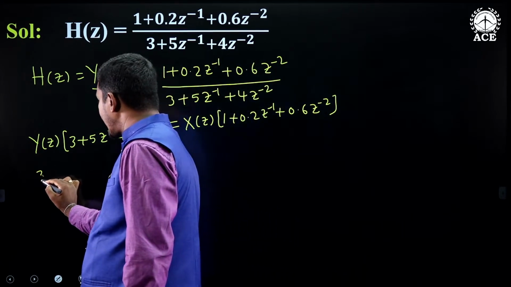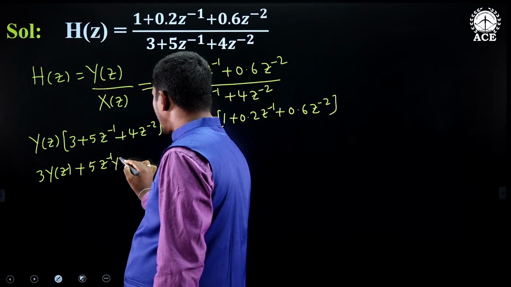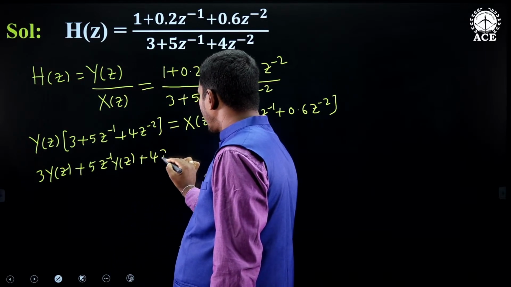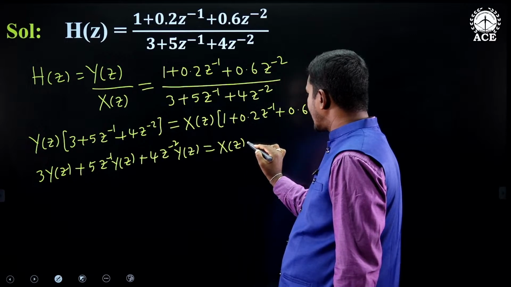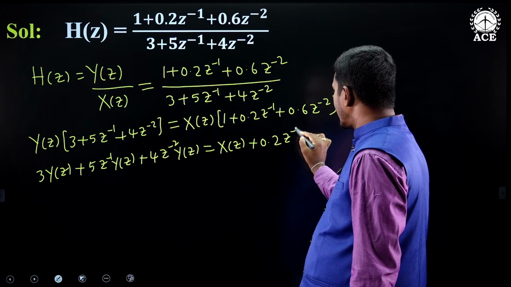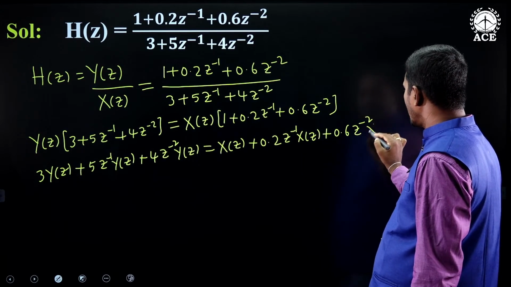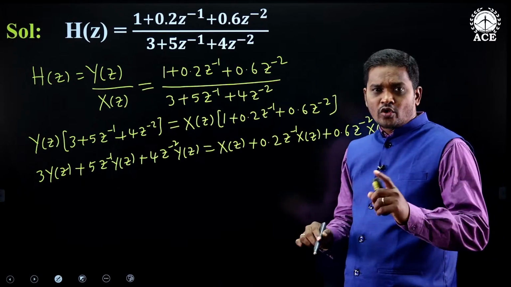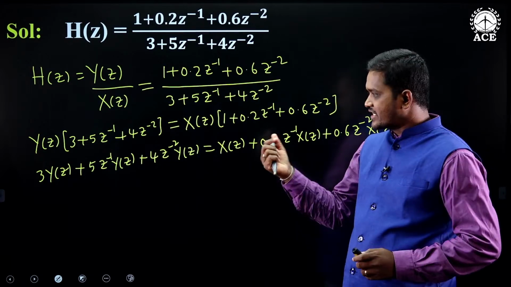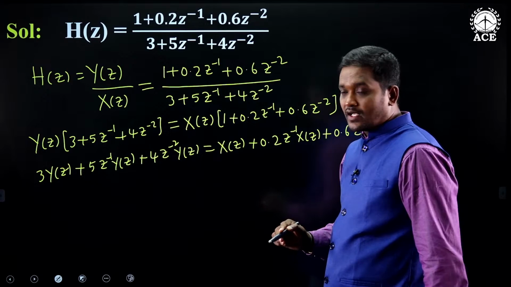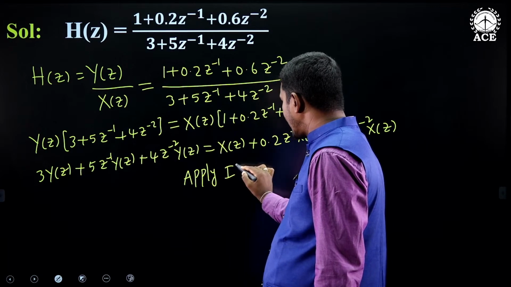Now multiply: 3 Y of z plus 5 z inverse Y of z plus 4 z power minus 2 Y of z equals X of z plus 0.2 z inverse X of z plus 0.6 z power minus 2 X of z. No need to write, we'll upload the notes in the YouTube link itself. Just listen here. This is the equation. Now for this, apply inverse z transform.